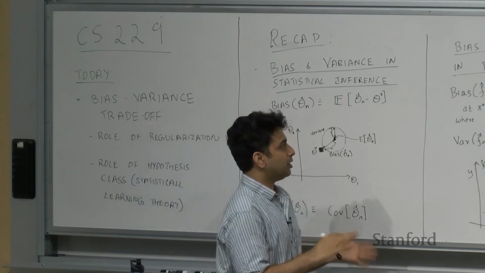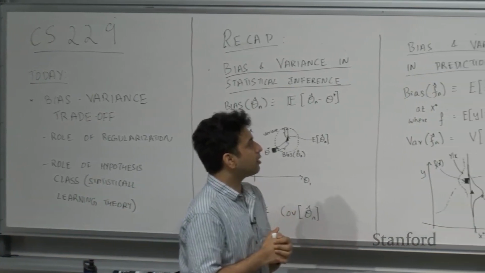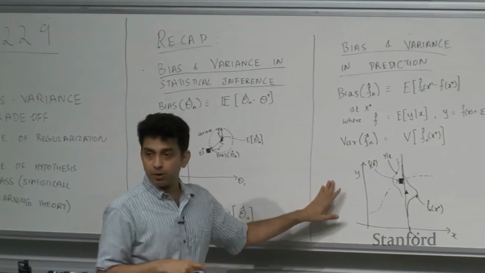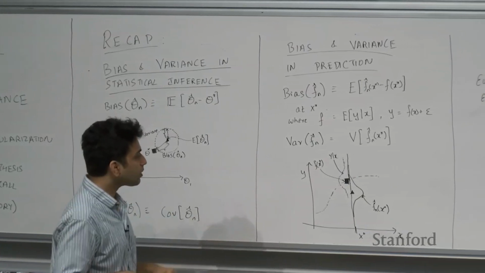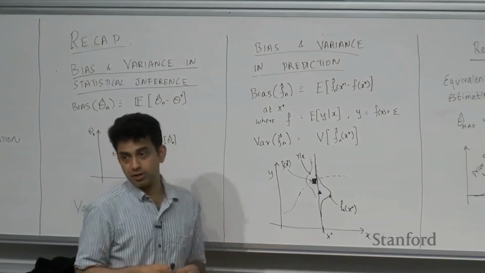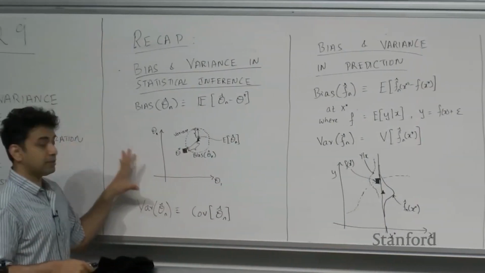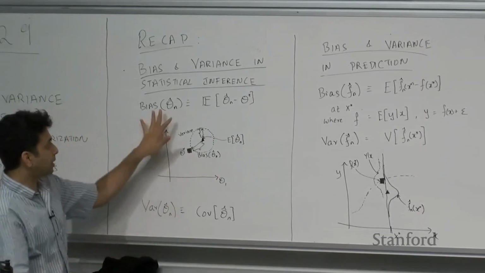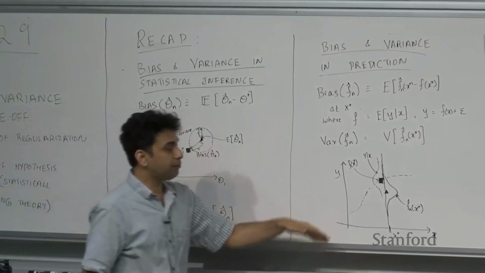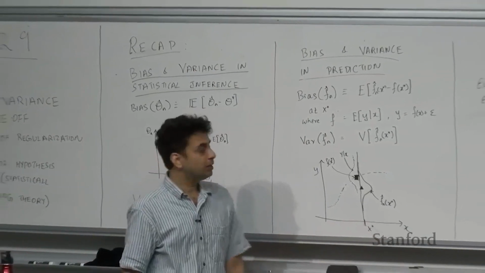There's a closely related concept of bias and variance in prediction problems in machine learning. Over here we are interested in prediction, whereas in the earlier case we were interested in statistical inference over the parameters. Here we are interested in making predictions on unseen data.